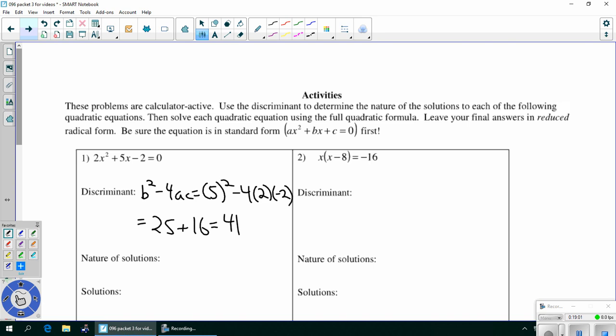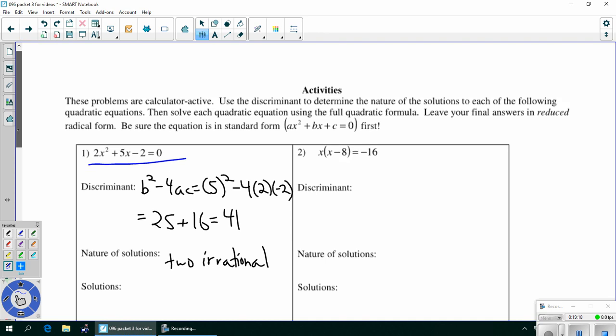So what is the nature of the solutions? Well, 41 is positive and not a perfect square. Therefore, looking at the work up above, two irrational solutions. That is the nature. If you were to solve the full-fledged equation right up here, you expect two irrational solutions.